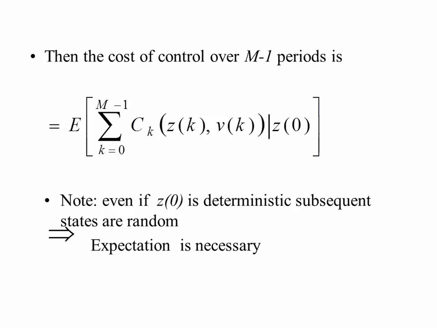So you're going to have to take the expectation, right? You're conditioning the expectation on the initial starting point, and then you take this expectation and you get a number. That is the total cost of applying the control over these m time steps.